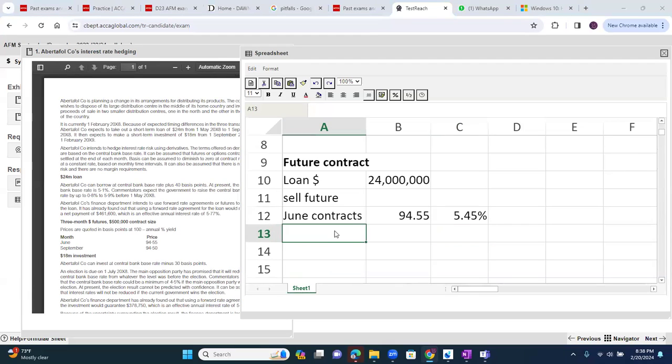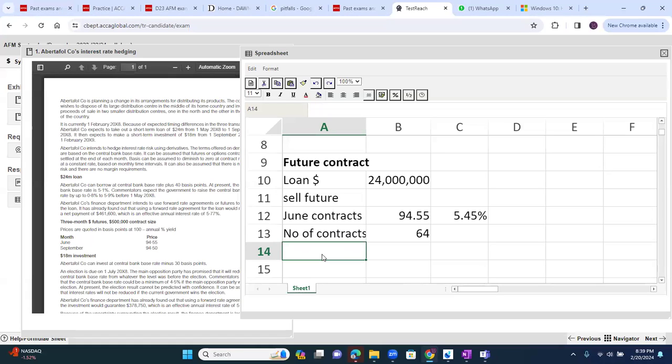Then future rate is sell future June contract. Number of contracts. Okay. What is the amount? 24 million. What is the contract size? 500,000. What is the duration of loan? 4 months. What is the duration of future? 3 months. The number of contracts is 64. Correct.